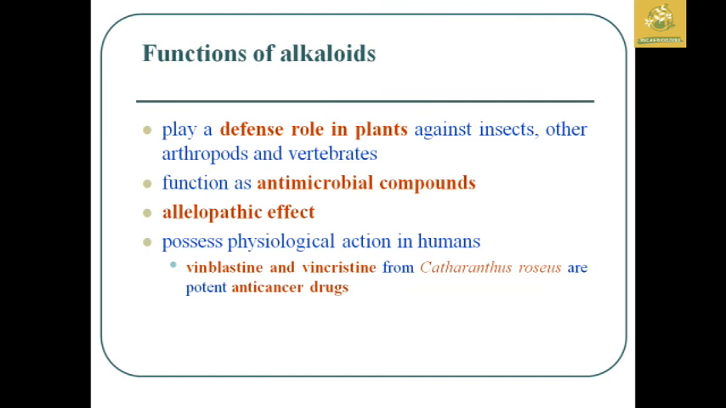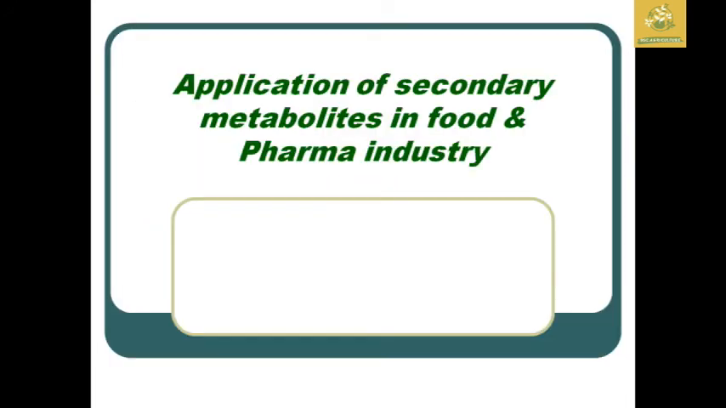So the functions of alkaloids are that they play a defensive role in plants as well as act as antimicrobial compounds, and form allelopathic effects in many plants. They possess physiological action in humans. Example, vinblastine and vincristine from Catharanthus roseus, which act as anti-cancer drugs.